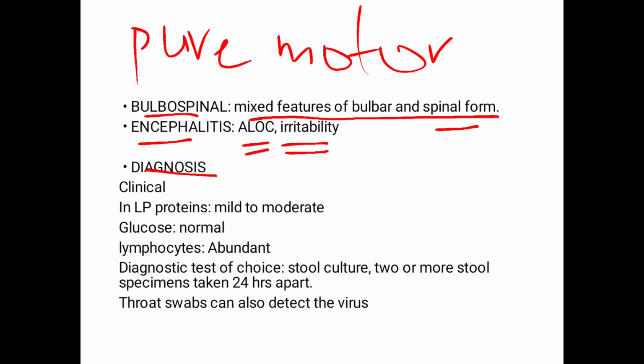So the diagnosis of polio is usually clinical. When you perform the lumbar puncture, the proteins might be mild to moderately elevated. The glucose would be normal, because this is a condition that's caused by a virus. In case of bacterial meningitis or any meningitis caused by bacteria, you expect the glucose levels to go down. Since it's a viral disease, the lymphocytes are abundant.